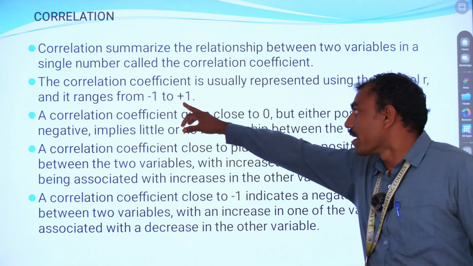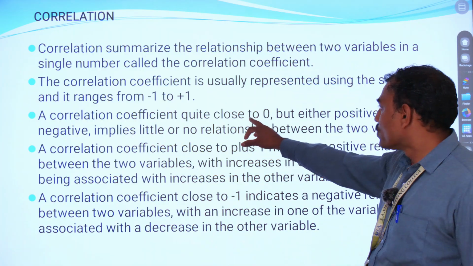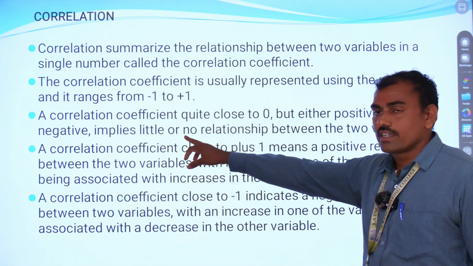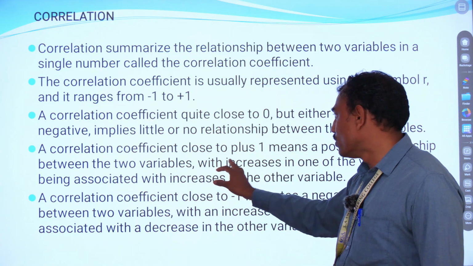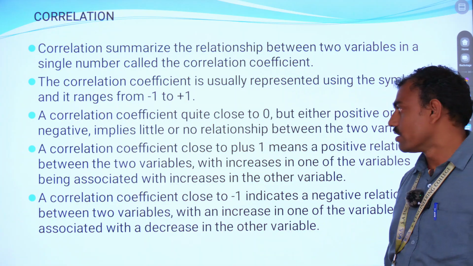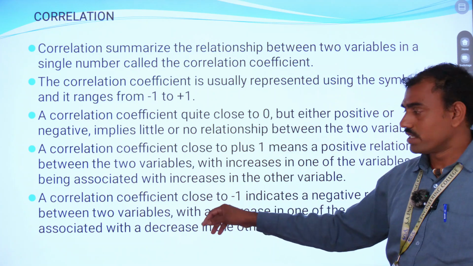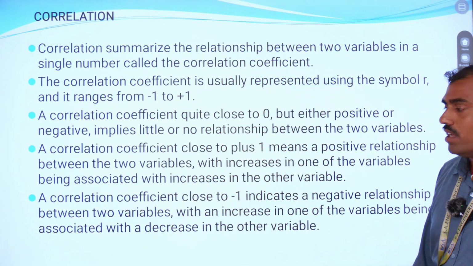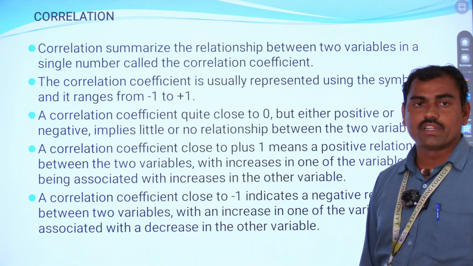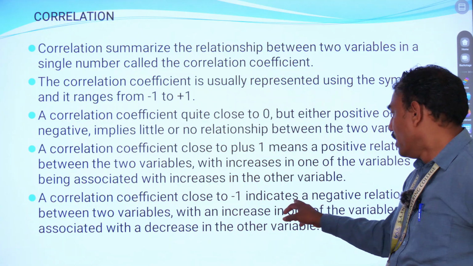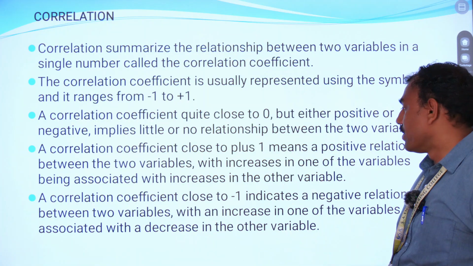It ranges from -1 to +1. A correlation coefficient close to 0 means little or no correlation between the two variables. A correlation coefficient close to +1 means a positive correlation, with the increase in one of the variables being associated with the increase in the other variable. A correlation coefficient close to -1 indicates a negative relationship, with the increase in one variable being associated with a decrease in the other variable.